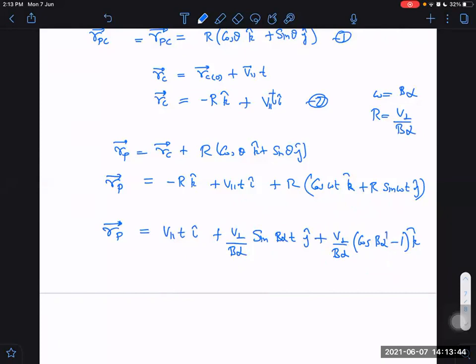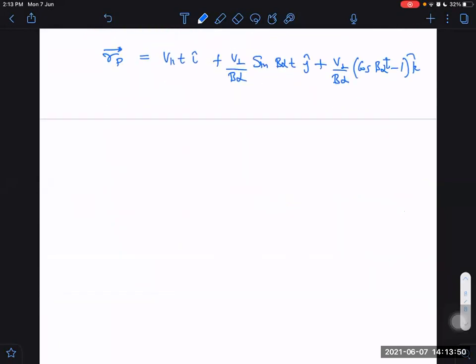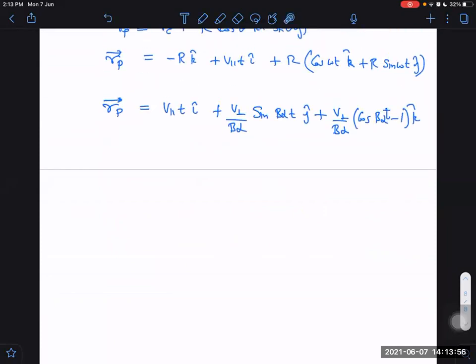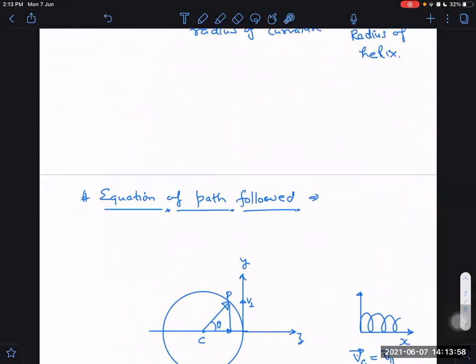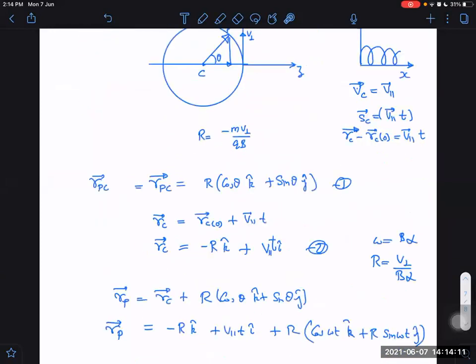Cos of B alpha into T, yes, omega T. This is how we can get the position as a function of time of a particle which is moving in a helical path. So what is the key idea? Main idea is, first you think in 2 dimensions only. You think in those 2 dimensions where the path is circular, and write the equation for that. And then with that, add V parallel into T. Then we will be getting the answer from such equations.